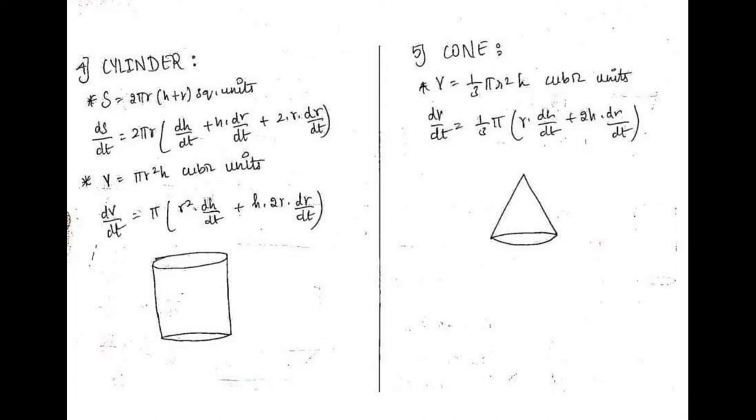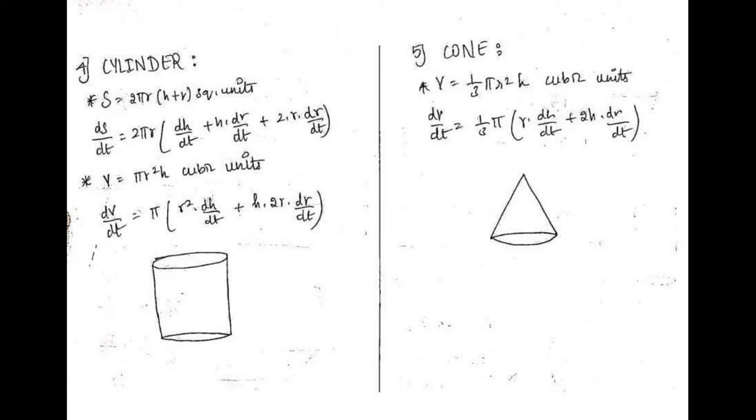Cylinder. Surface area is equal to 2 pi r into r plus h square units. ds by dt is equal to 2 pi r into dh by dt plus h into dr by dt plus 2 into r into dr by dt. Volume is equal to pi r square h cubic units. dv by dt is equal to pi into r square into dh by dt plus h into 2r into dr by dt.